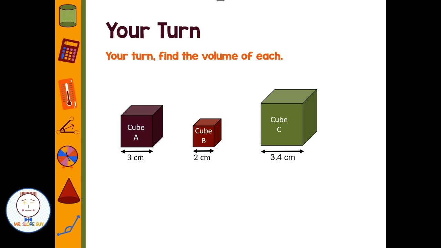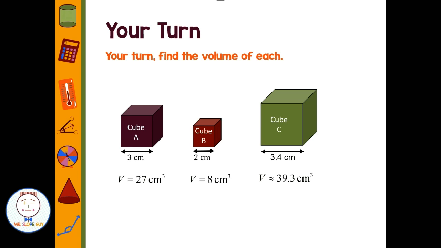All right, cube A, we have the edge, or one side of the cube, is 3. So 3 cubed is 27. The volume would be 27. Cube B, the volume is 8 centimeters cubed. And the volume of cube C is about 39.3 centimeters cubed.